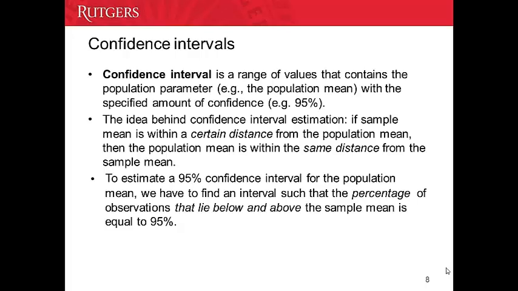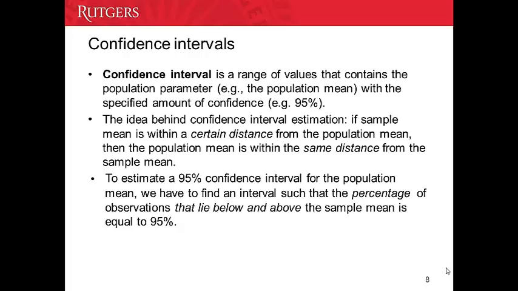But here we don't know the population mean. We only know the sample mean, and we assume that the population mean is within the same distance from the sample mean. So we can use the sample mean to make inference for the population mean.